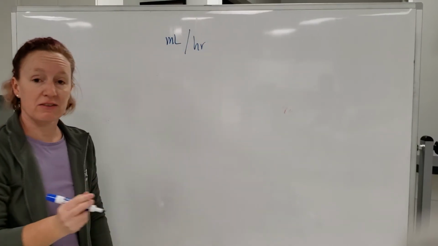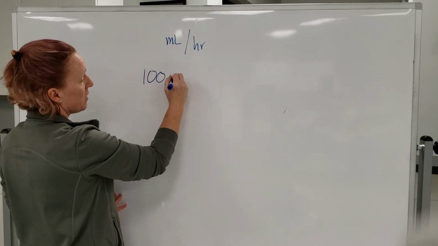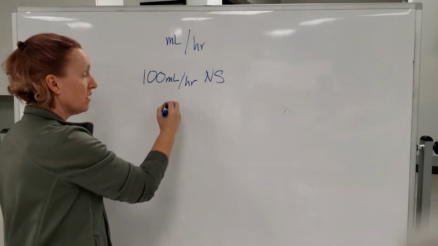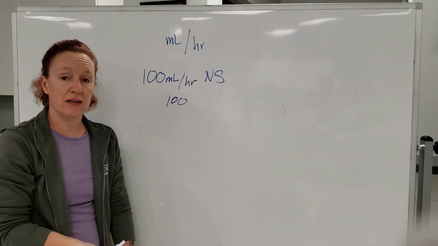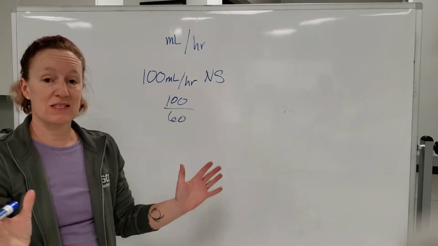So you have to calculate everything in mLs per hour. It's really easy. If your doctor gives you an order for 100 mLs an hour of normal saline, that one's easy. You set your pump to 100, all right? Because it's 100 over 60 minutes, 100 mLs. That one's easy.